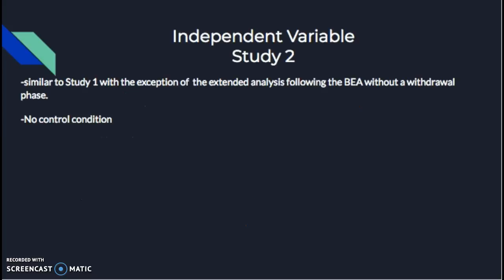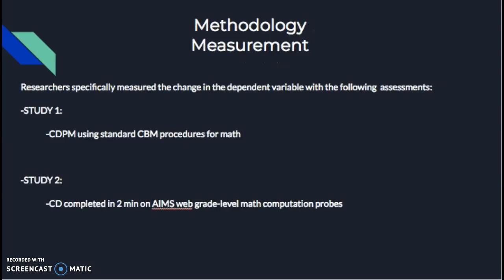So the independent variable in study 2 was similar to study 1 with the exception of the extended analysis following the BEA without a withdrawal phase, and there was no control condition in study 2. So for methodology and measurement, researchers specifically measured the change in the dependent variable with the following assessments.